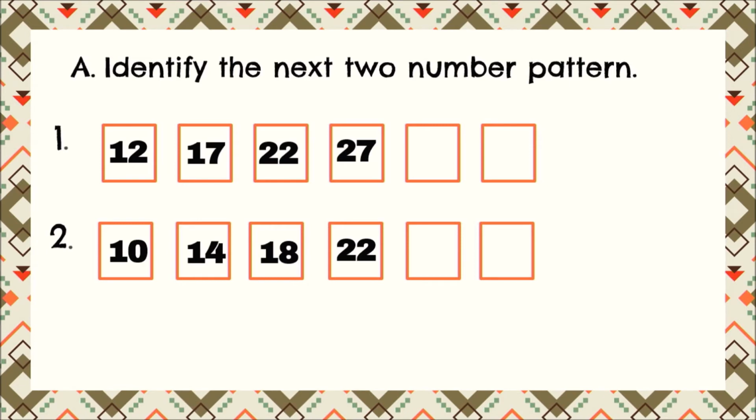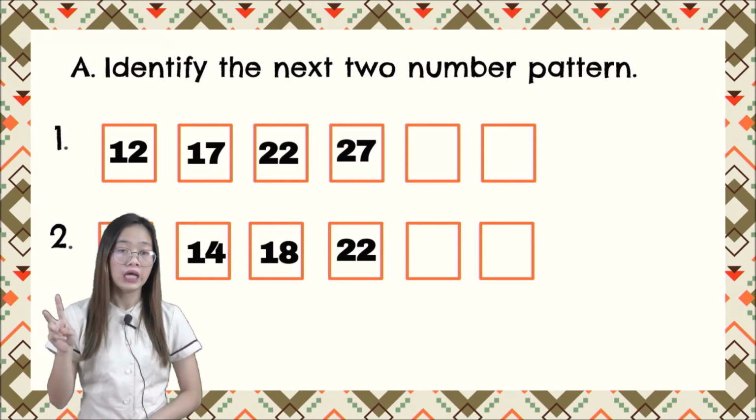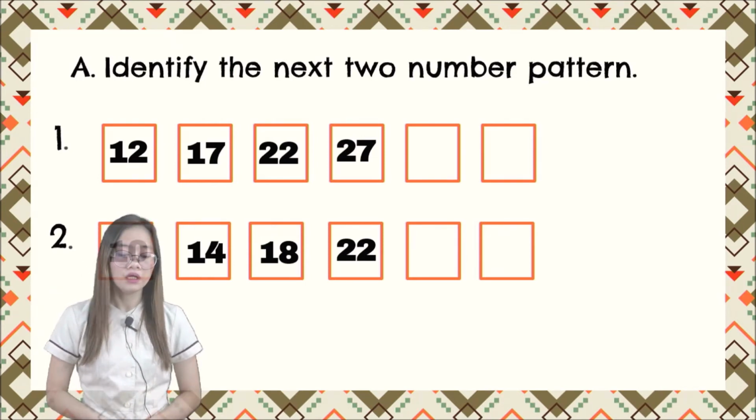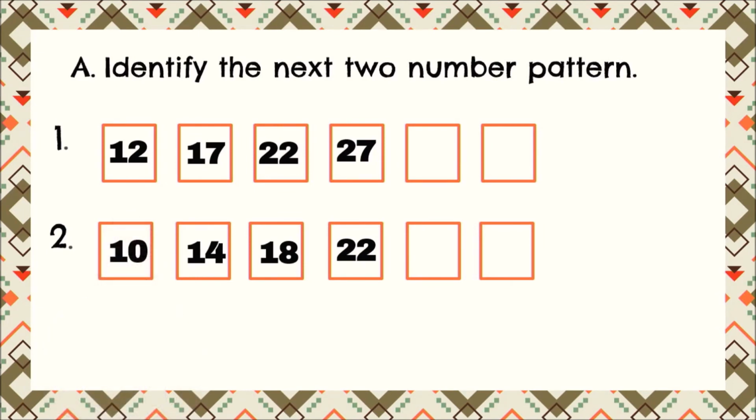We need to find the next pattern. So letter A, identify the next two number patterns. For number 1, class, we have 12, 17, 22, and 27. The first thing that we need to find is the difference between the two numbers. So 12 and 17. 17 minus 12, what is the answer? Isn't it 5? So, class, we need to add 5 to find the next pattern.